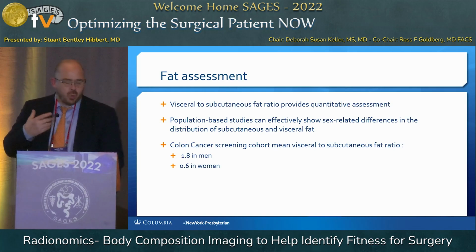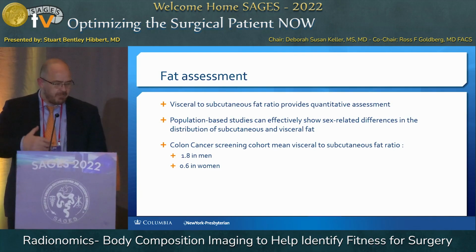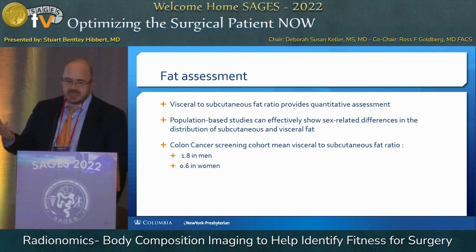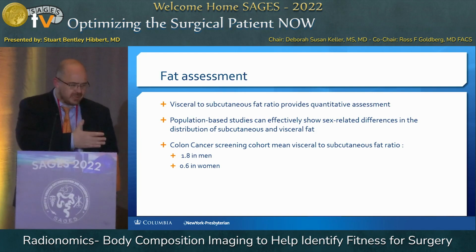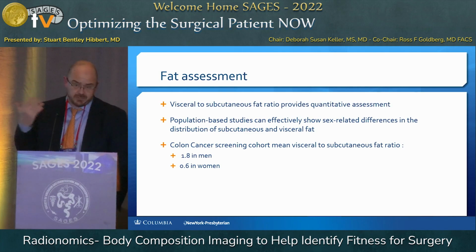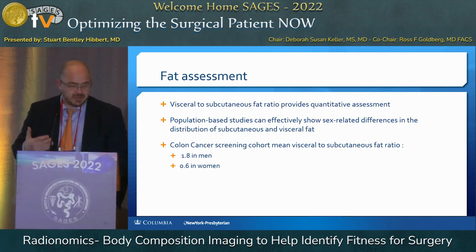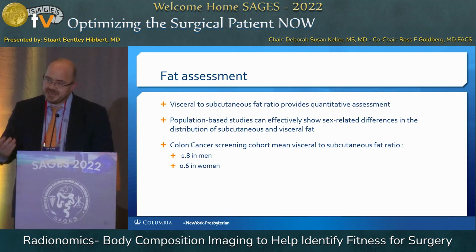We know we can do a quantitative assessment of visceral to subcutaneous fat ratios. Population studies have shown sex-based differences in this visceral to subcutaneous fat ratio. A group out of Wisconsin looked at the colon cancer CTs for regular colon cancer screening. The ratio was 1.8 in men, 0.6 in women. So clearly there's a difference, and this difference can be extracted from data obtained for other reasons.